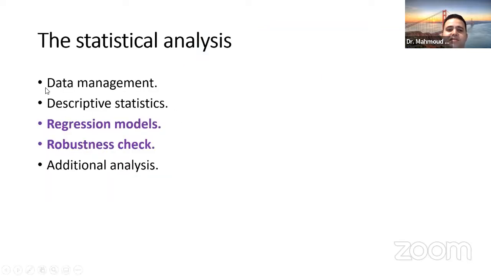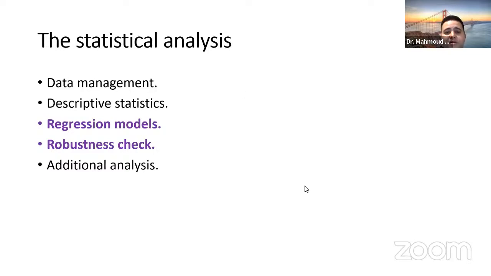So what we covered last time, we covered data management and descriptive statistics. Today, we're going to cover the main regression models and robustness check models. And next time, we'll start to do the additional analysis, such as how to tackle endogeneity, GMM, subsampling, structural equation modeling, DID regression, etc. But today, our main focus is the main regression model.